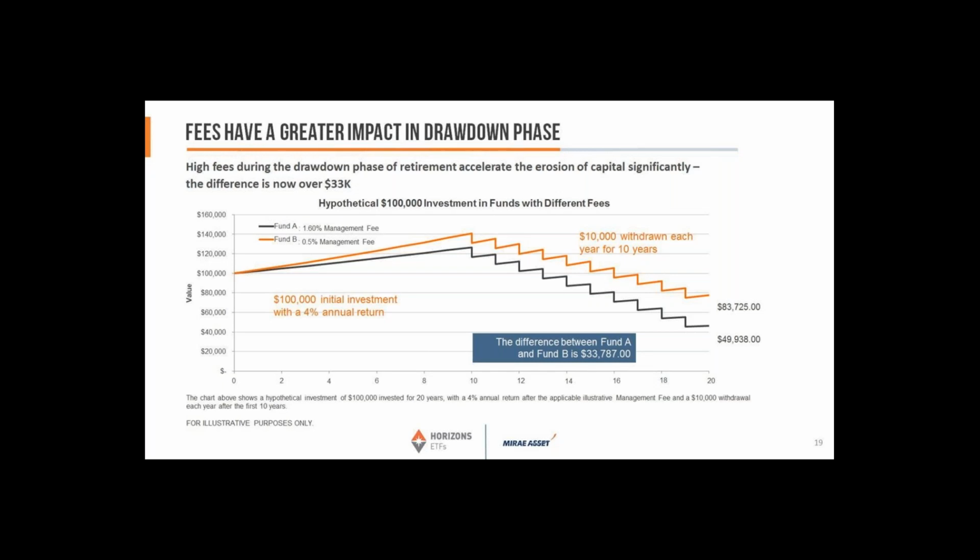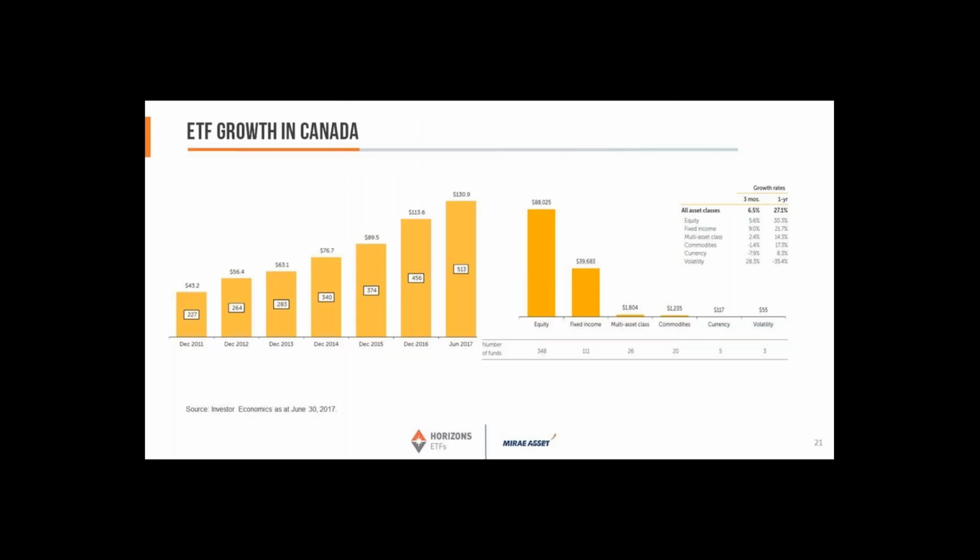The same thing becomes even more pronounced in the drawdown phase, right? When we're drawing out from the portfolio, same case here, if we were drawing out $10,000 a year, we'd have one portfolio that's almost twice as much as the other, a difference of $33,000. So again, fees are something you can control. You can't control where the markets are going, but you can control the fees you pay, and that's a significant impact when you move to an ETF.